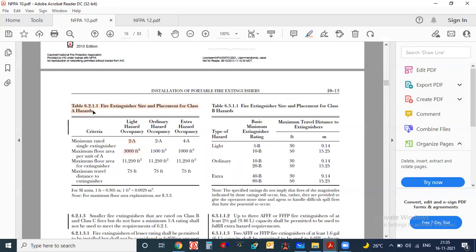This is one table for Class A. This is one table for Class B. And here the ratings are different. Maximum travel in feet and meters. We have to only check these tables.